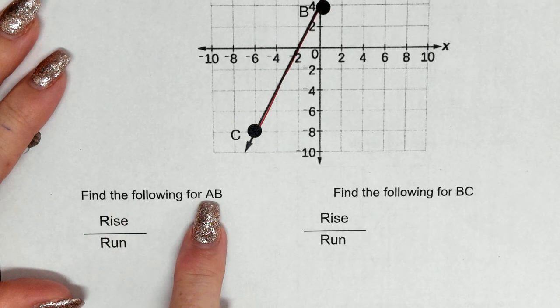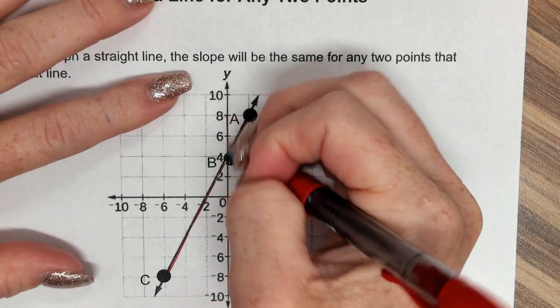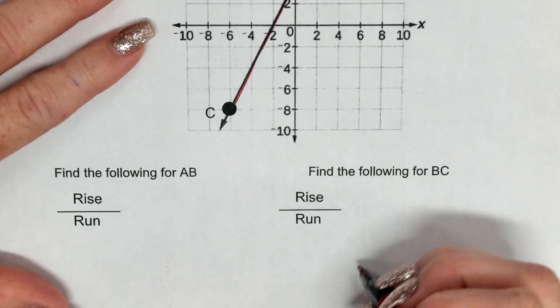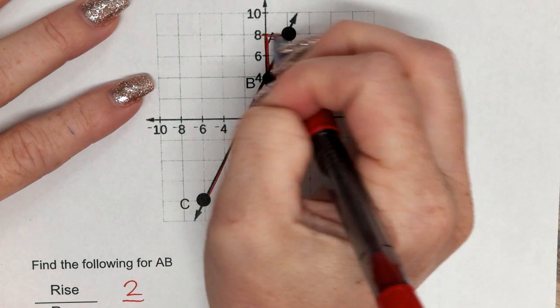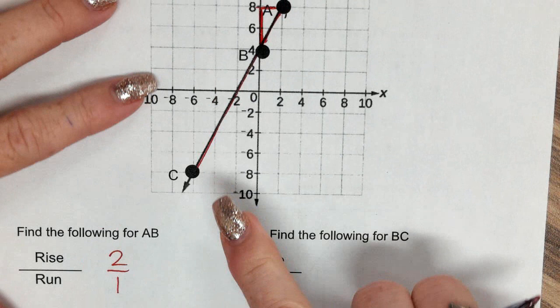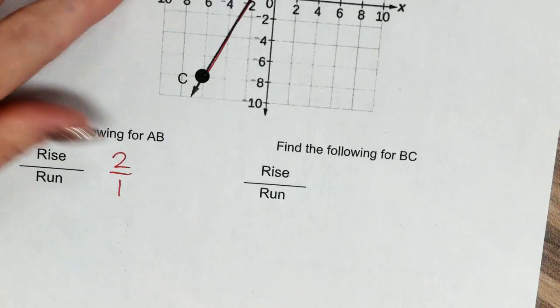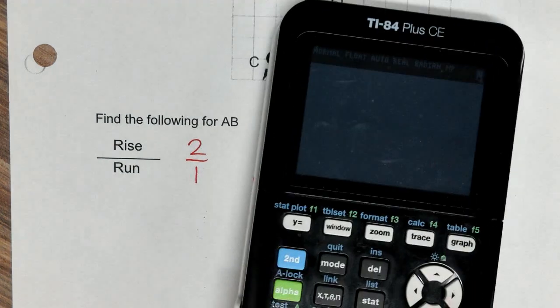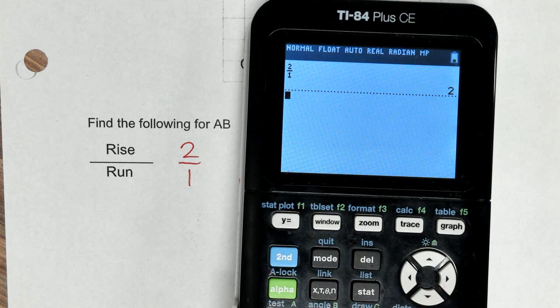So what I want you to do right here is find the slope for AB. So from here to here, what's the rise? So write that down for rise. From here to here, what's the run? Okay, is it positive going up or negative going down? Positive. All right, let's simplify that in our calculator, which y'all should already know. 2 over 1 simplifies to 2.